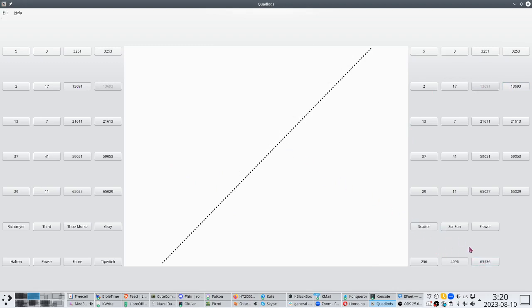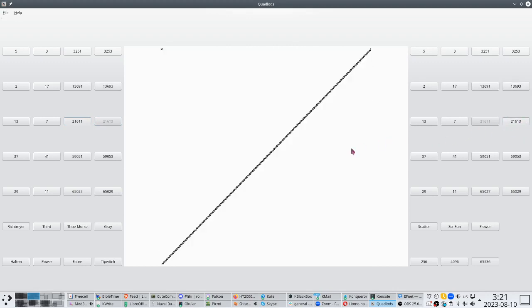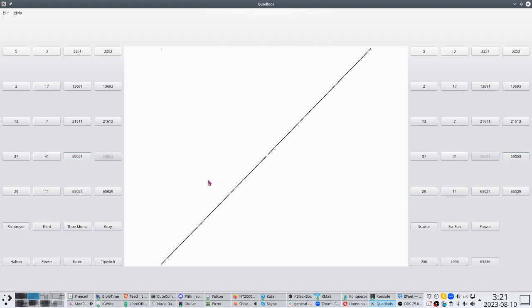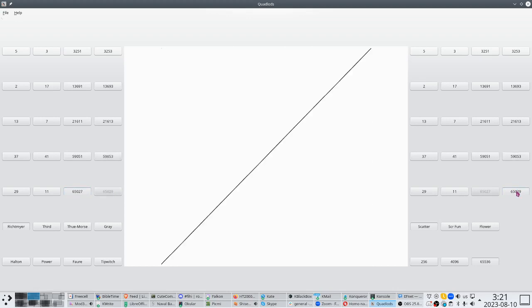4096. This bunch of dots is an artifact of 4096. If I go up to 65,536, it turns into a bunch of short diagonal lines. Next pair of primes, 21,611, 21,613. 59,051, 59,053, even closer to a straight line. 65,027, 65,029. That is hard to distinguish from a straight line.